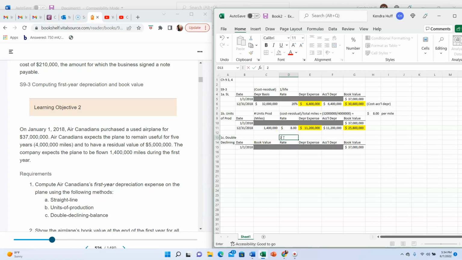All right, our rate is 2 times the straight line rate. So it's 2 times 1/5, which means it's 2 times 20%. So it's 40%. And it still costs us 37 million, so that stays the same. All right, so 12/31 of 2018, you start off with the book value. As this 37 million comes down, the rate is 40%.